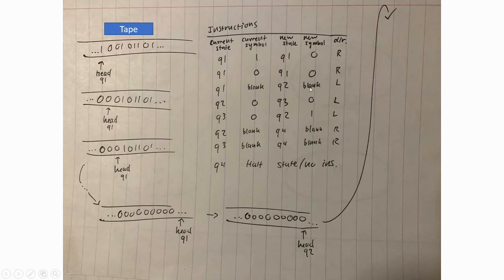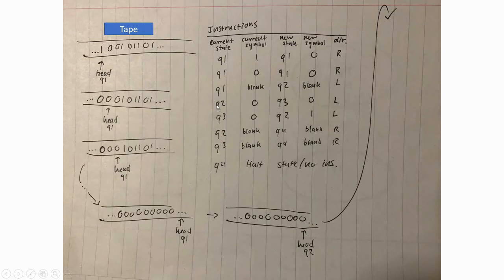We're going to leave that blank alone and then move to the left. So here we got to the end of the tape, we're in Q1, we see a blank, these kind of represent our blank. We're going to move to the left and move to Q2. So here we are in Q2, pointing to the last 0, and we're going to, again, look in the instructions and see what we're supposed to do.